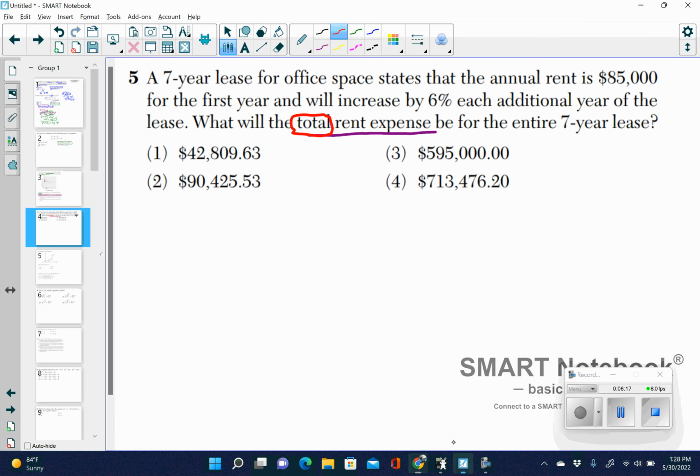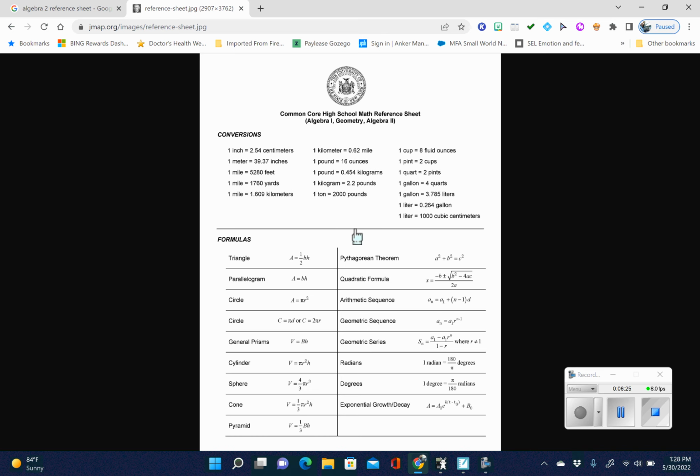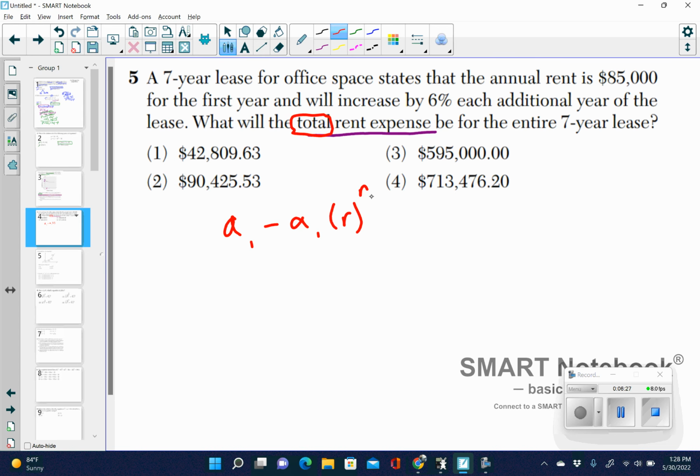So I'm just going to go back over here and write down my formula. It's A1 minus A1 times R to the n power, all over 1 minus R, which is our rate. All right, so now we're going to plug numbers in. The annual rent is 85,000, so I'm going to put 85,000 for my A1. Here's my R, which is 0.06. And it's increasing, so we're going to add a dollar to the 6 cents.